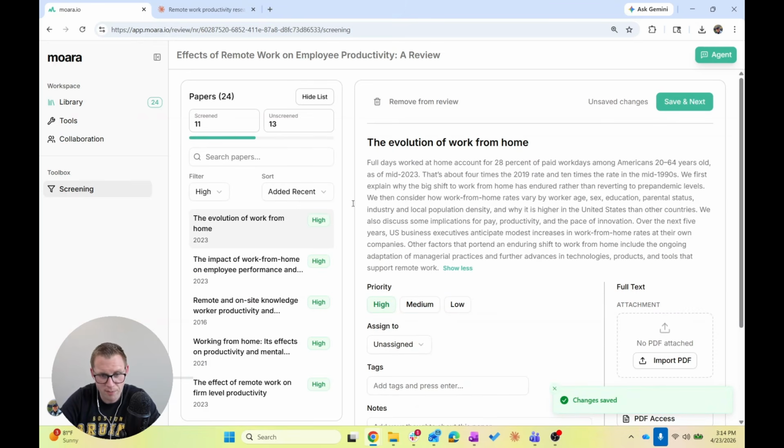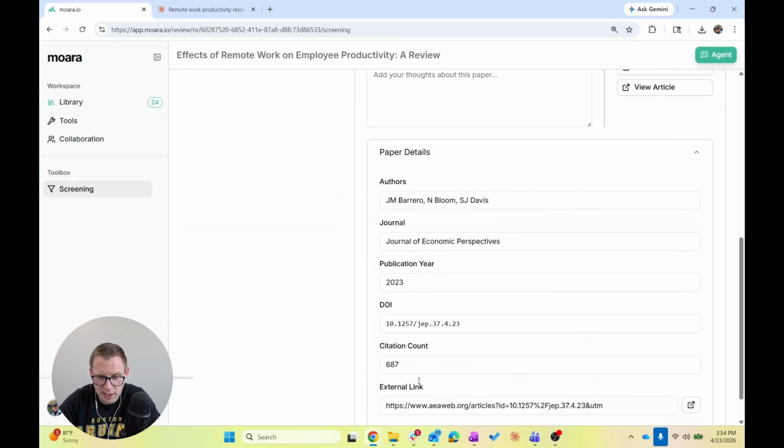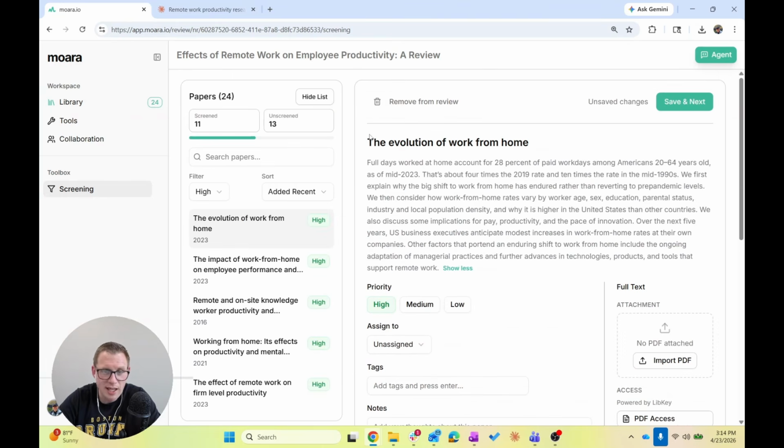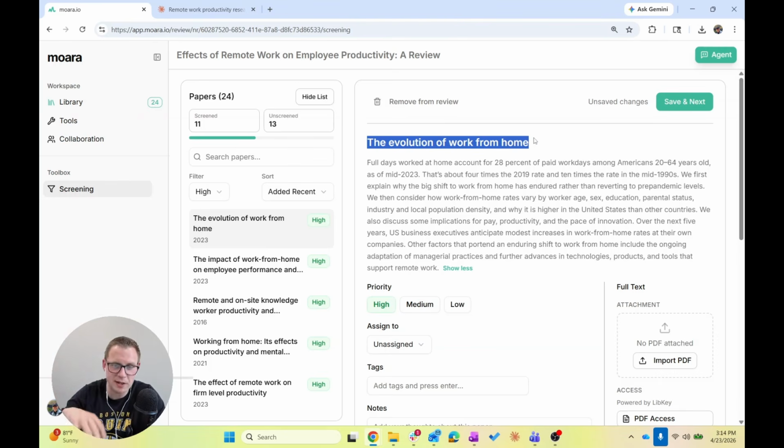Let's do one more. Evolution of work from home. I included this because of broad titles like this with highly cited papers. Let's take a look at what the citation count is, 687. Even though it seems broad, it's just kind of based on my experiences. These tend to be the really great seminal papers. I don't know why. Really, even though it's not like the effects of this on that, it could have some really good theory, could have a really good introduction with a good literature review. These tend to be good papers, but let's read the abstract to find out.